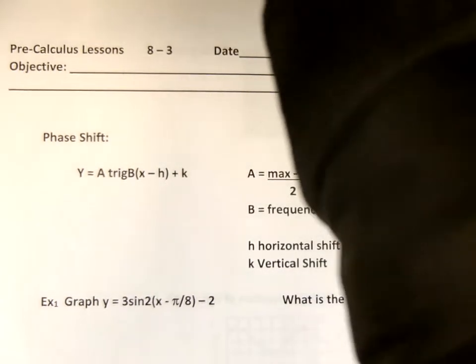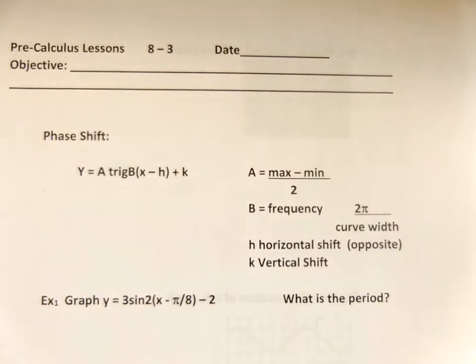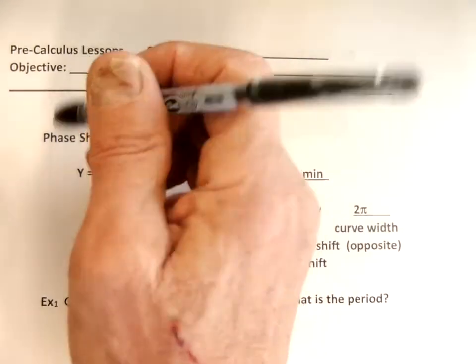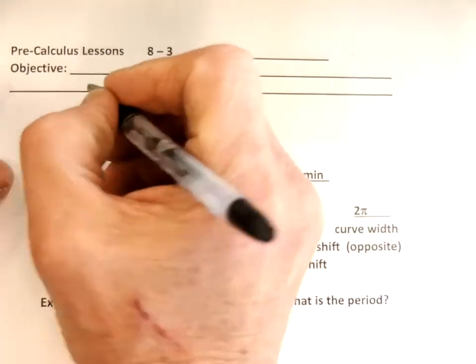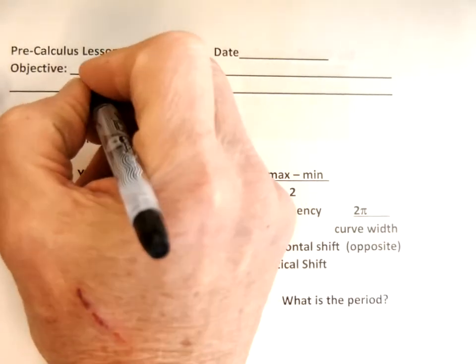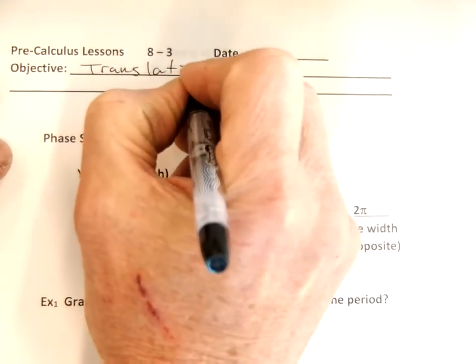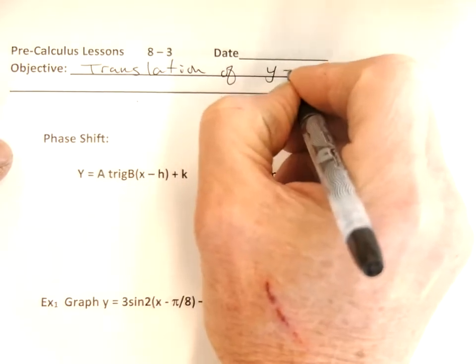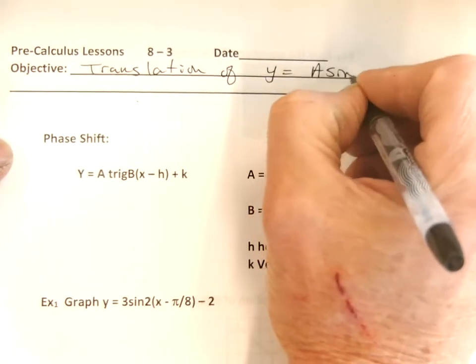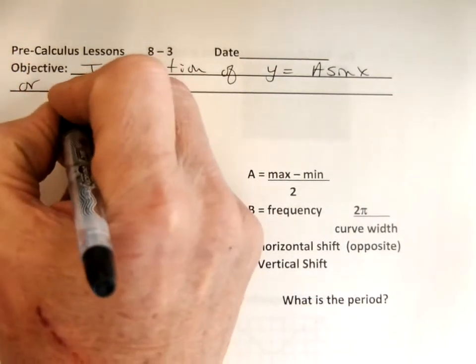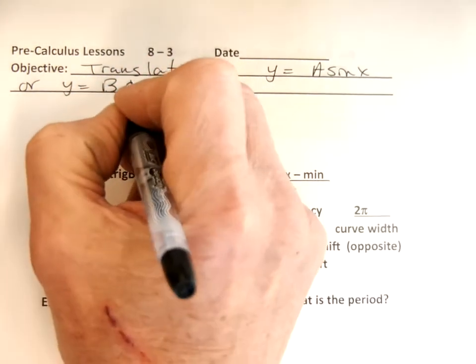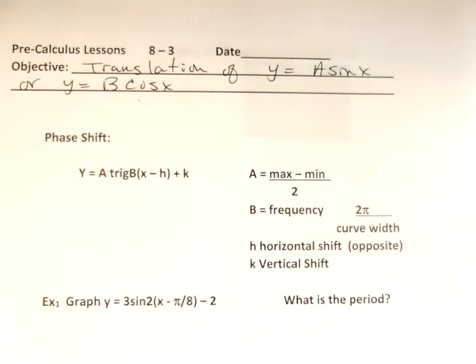All right, so today, mostly what we want to talk about is a phase shift or a translation of y equals a sine of x or y equals b cosine of x, okay?